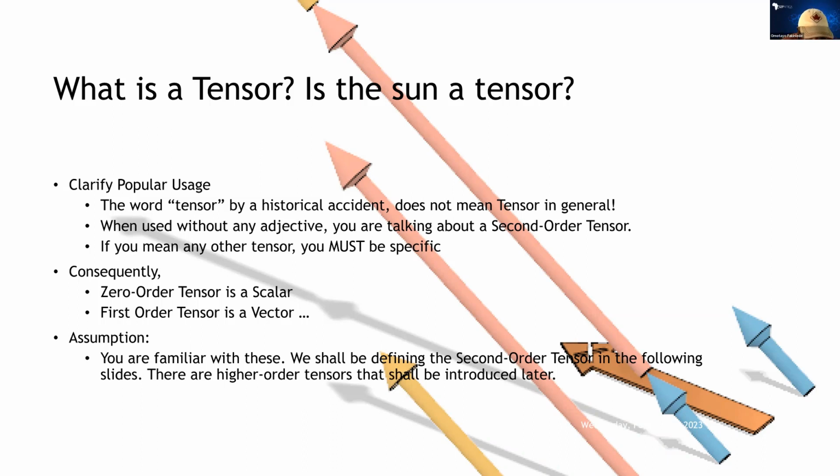Assumption. We assume you are familiar with scalars and vectors. So we shall be spending our time on second order tensors in the following slides. There are higher order tensors that shall be introduced later. But the question we have not yet answered is: is the sun a tensor?